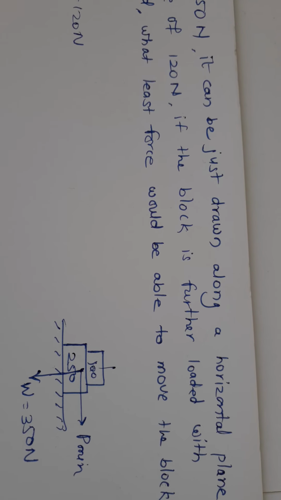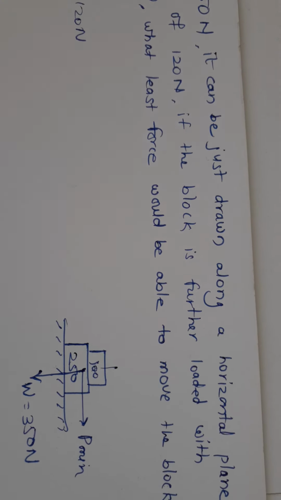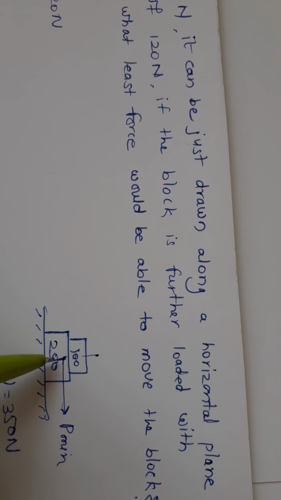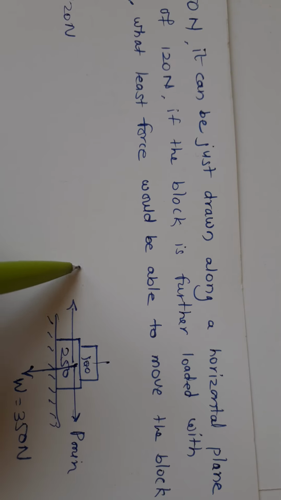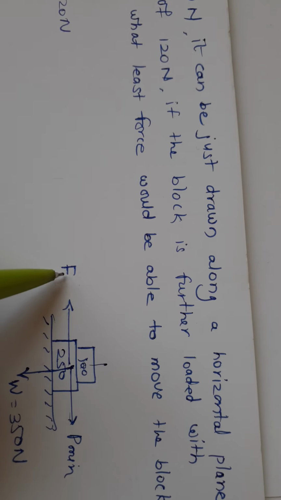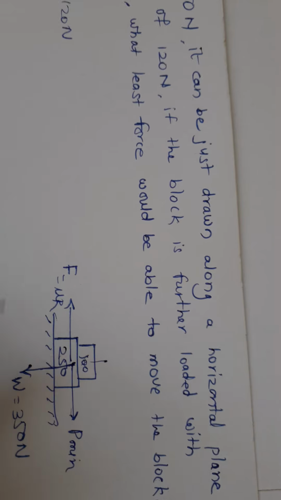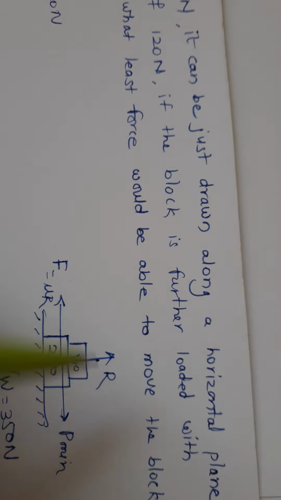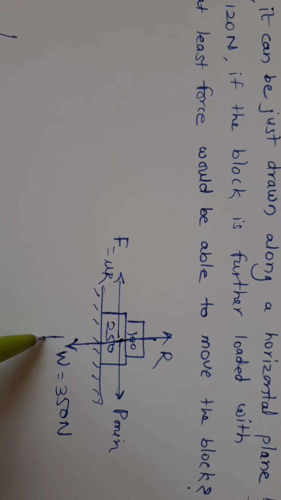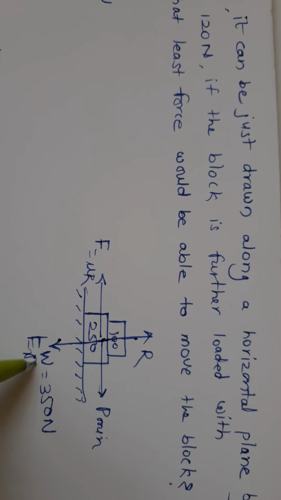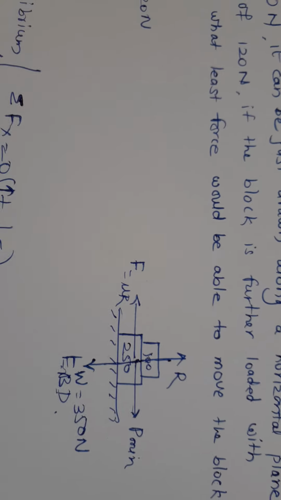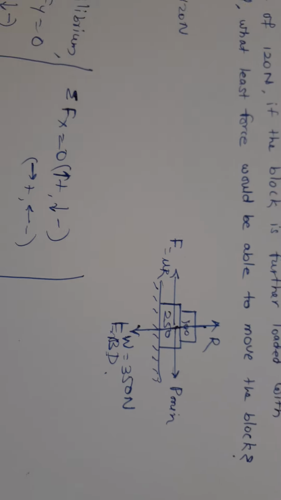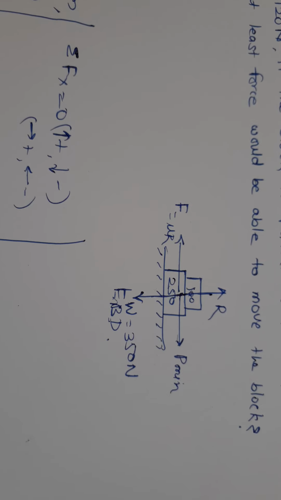Thereafter, if P is in forward direction, frictional resistance or frictional force will be in backward direction, F equal to mu R, as we know. If weight is in downward direction, normal reaction R will be in upward direction. This is the free body diagram for the second case. So we have to find P minimum for the second case.